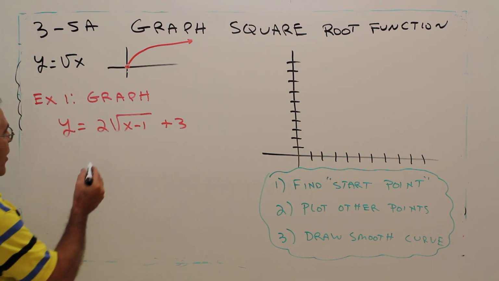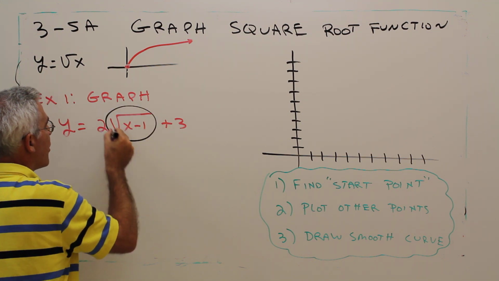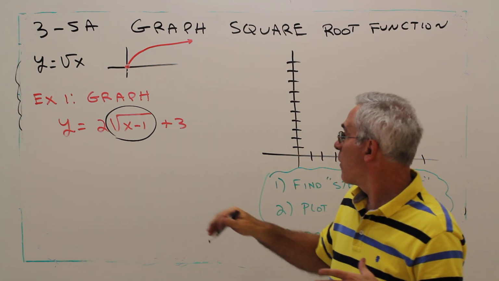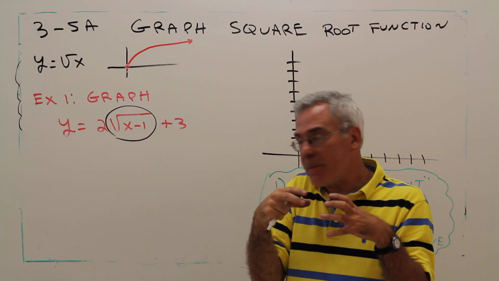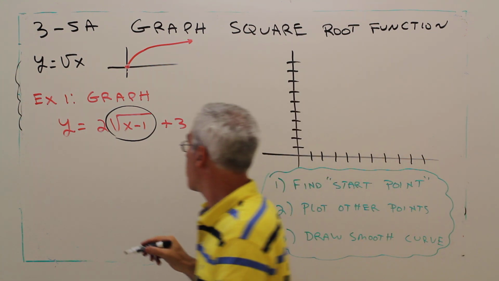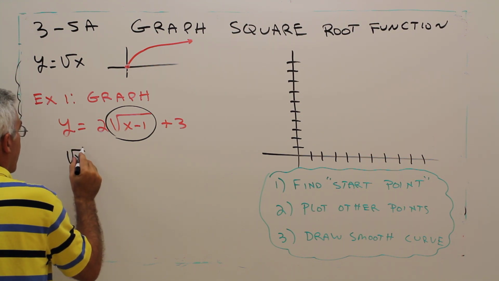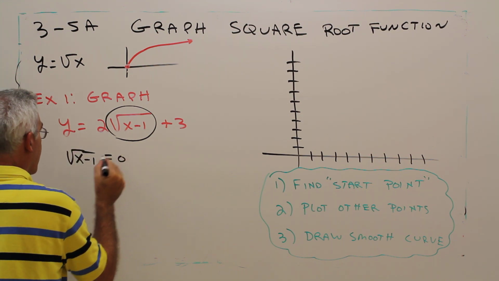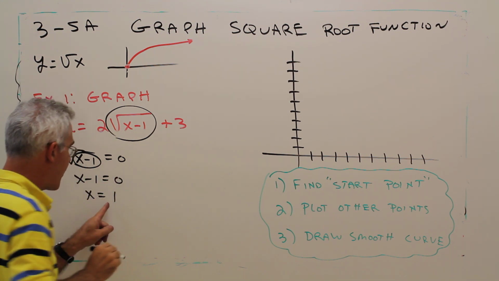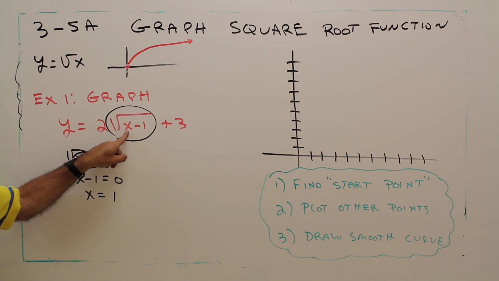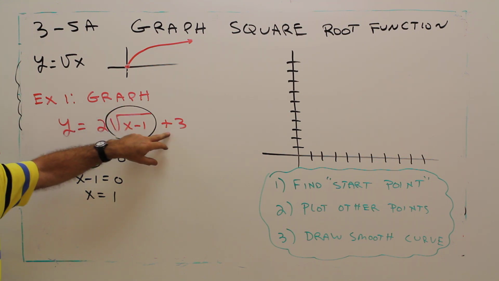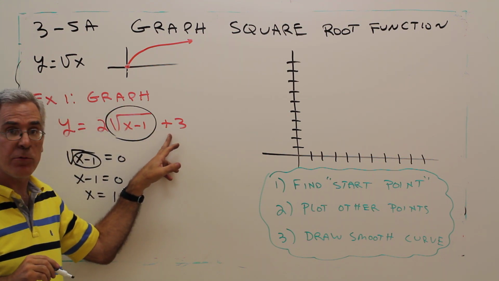Alright, so for the starting point, what I'm going to do is focus my attention on the square root. The smallest the square root can be is 0. So what I'm going to do is set that inside expression to 0, solve for x, and that'll be my x coordinate of my starting point. Alright, so I've got this square root of x minus 1 equals 0. Basically, x minus 1 equals 0, x equals 1. So if x equals 1, the radical is 0, 2 times 0 is 0, add 3, the corresponding y value is 3.